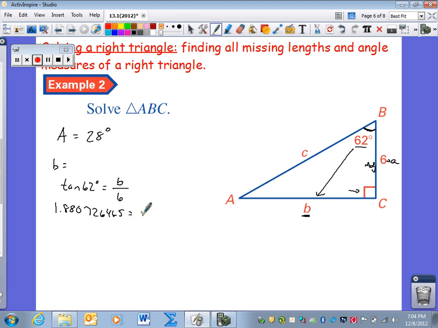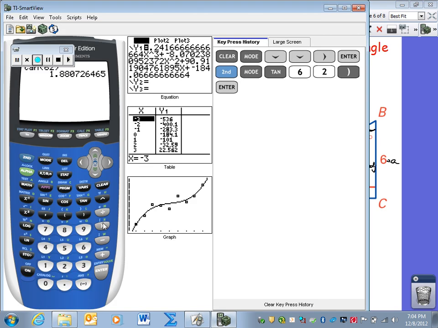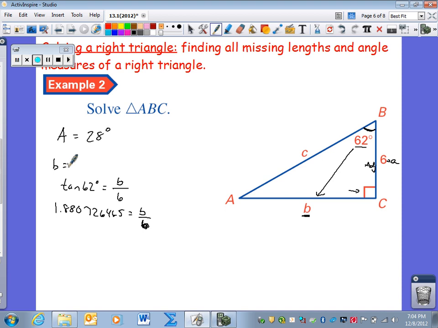0.726465 equals b divided by 6. Whoops, not b divided by b. That's a 6. How would you solve for b? Well, just multiply both sides by 6. So I come here and say, okay, take that times 6. Ta-da! It's 11 point, and let's go 2 decimal places, so 11.28. So b is approximately 11.28. And that's just a coincidence that it's the same as the degree measure.